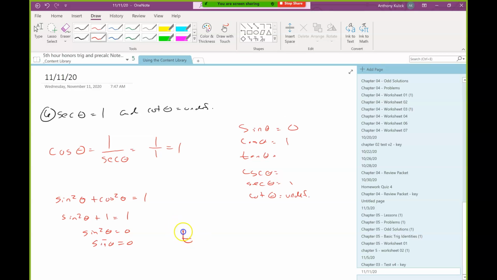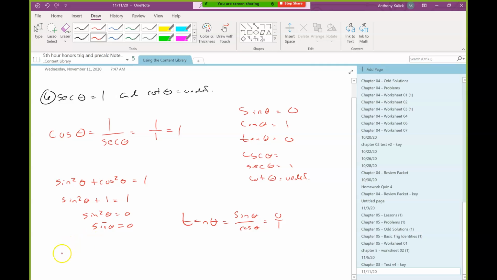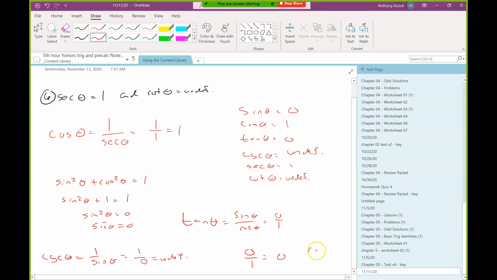And then I know that tangent is sine over cosine. So that's 0 over 1, or just 0. And then I know cosecant is 1 over sine. And that's everything, right? So 0 over 1 is equal to 0. 1 over 0 would be undefined.